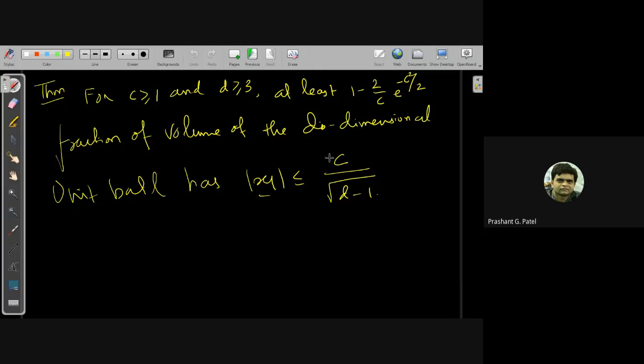The statement tells you like this: for c greater than or equal to 1 and d greater than or equal to 3, at least 1 minus 2 upon c e power minus c square by 2 fraction of the volume of the d-dimensional unit ball lies in this region.